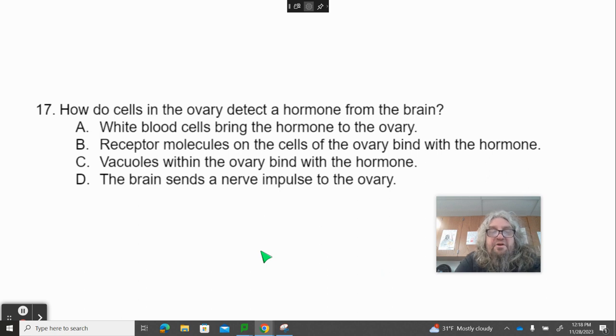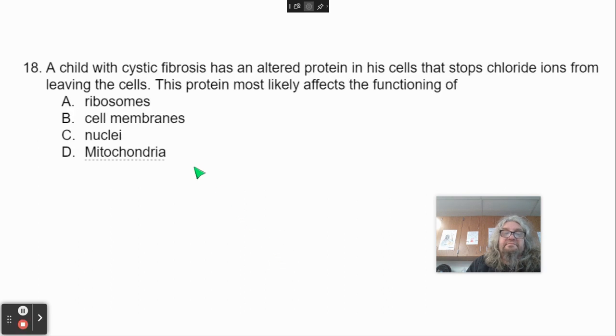Number 17, how do cells in the ovary detect a hormone from the brain? A, white blood cells bring the hormone to the ovary. B, receptor molecules on the cells of the ovary bind with the hormone. C, vacuoles within the ovary bind with the hormone. D, the brain sends a nerve impulse to the ovary. Number 18. A child with cystic fibrosis has an altered protein in his cells that stops chloride ions from leaving the cells. This protein most likely affects the functioning of A, ribosomes, B, cell membranes, C, nuclei, D, mitochondria.